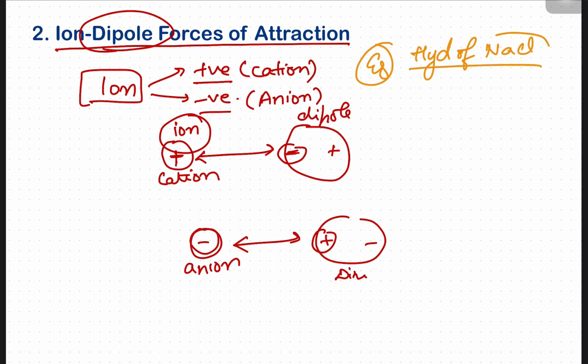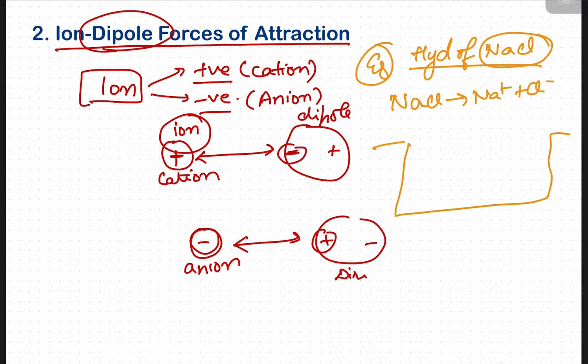Now see students, the example of this type is hydration of NaCl. We know that NaCl is a salt. On dissolving it in water, it splits into Na+ and Cl-. Let's say this is a beaker with water. We know water has a structure like this, where hydrogens carry a positive charge while oxygen has a negative charge.